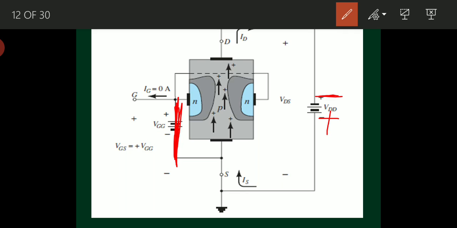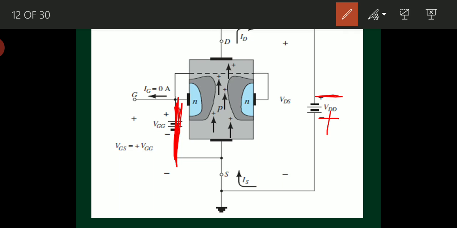So what will happen in the FET? IS equals ID: the source current is equal to the drain current. The source current is always equal to the drain current in a FET. But in a BJT, even if you take common emitter, common collector or common base configurations, the input current is not equal to the output current. The emitter current is not always equal to the collector current. But in a FET, the source current is always equal to the drain current ID.